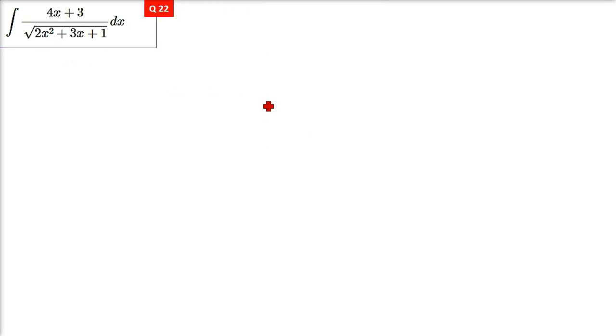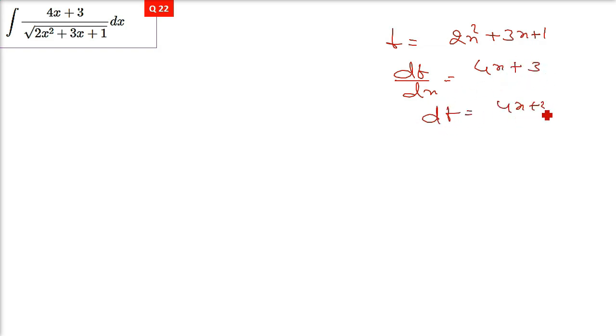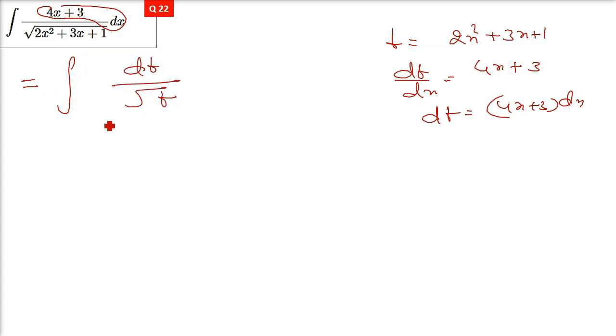Now on the background of the question we just seen, 2x square plus 3x plus 1, this is a ditto copy of the previous one. 2x square plus 3x plus 1. If you equate it with t, dt by dx is going to give you what? 4x plus 3. I'm differentiating it. dx goes on the right hand side, so it will form dt equals to 4x plus 3 into dx. So whole numerator is going to be dt. This will become dt divided by under root of t. Under root t is t raised half. When it goes up, it will be t raised minus half. So the final result will be t raised minus half plus 1 divided by minus half plus 1.